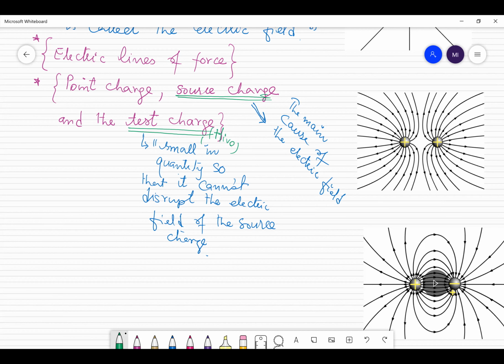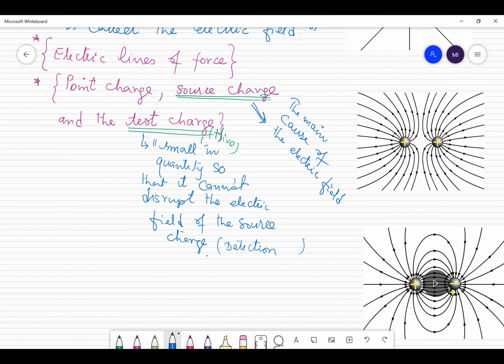So what is it there for? The test charge is used to find the boundaries of the main electric field caused by the source charge. So this is only used for the purpose of detection. Because if you have a single isolated charge, we cannot specify the electric field of a single charge. This is why a test charge is needed.